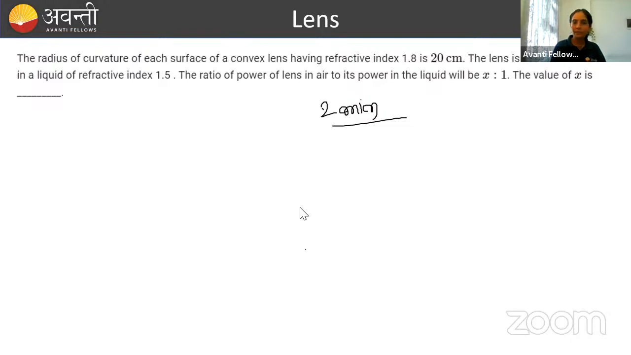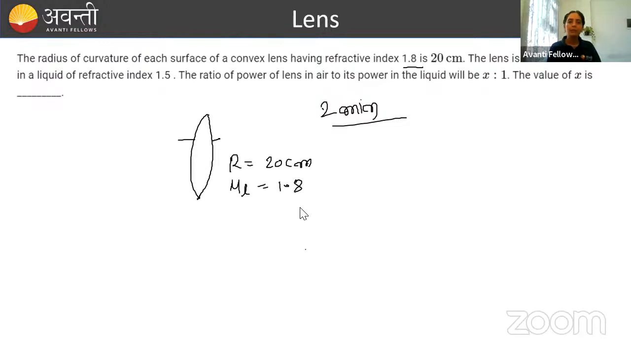The radius of curvature of each surface of a convex lens having refractive index 1.8 is 20 centimeter. There is a convex lens, an equiconvex lens, because the radius of curvature of both is the same, and that R is equal to how much, 20 centimeter. Done. And what is the refractive index of the lens? Refractive index of lens is given as 1.8.